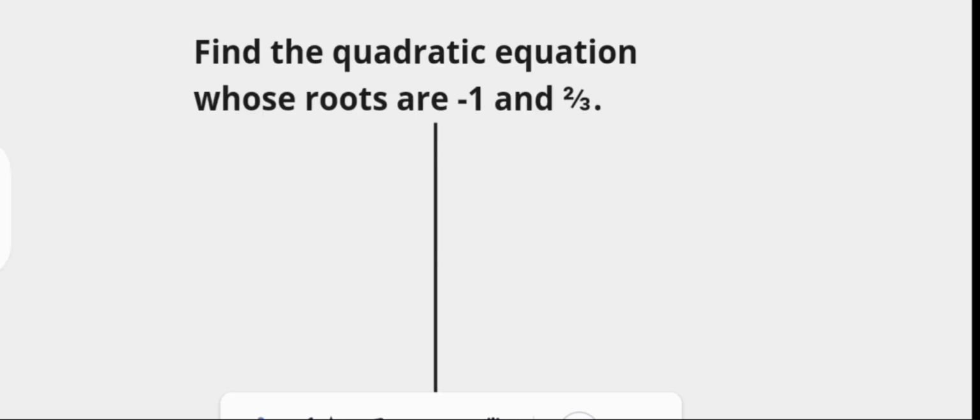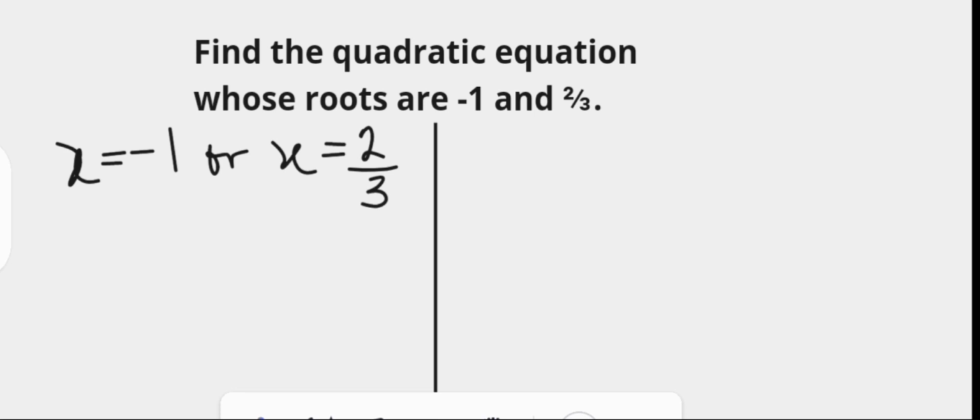Number 1, from the roots of the quadratic equation. We will be showing this with this question. Find the quadratic equation whose roots are -1 and 2/3. So if the equation is in x, we can say x is -1 or x is 2/3, the roots of the equation. We can write this as x equals -1 or 3x equals 2 when we multiply both sides of the second one by 3.